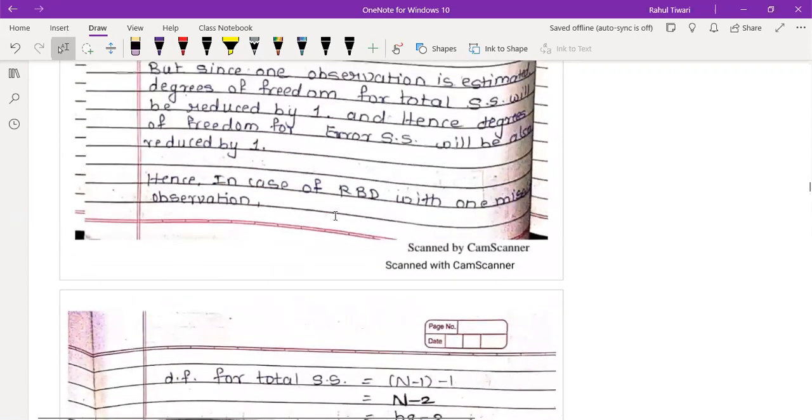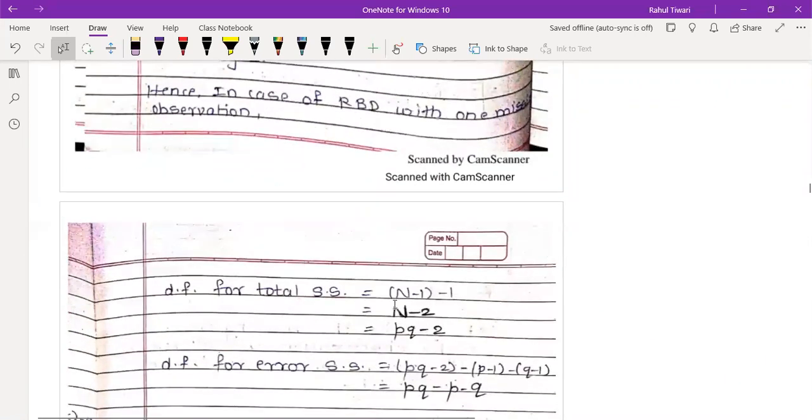And further, they have said about the table that since one observation is missing, na, तो आपका जो total degree of freedom होगा वो क्या होगा? n minus 1 and as usual minus 1. See, पहले क्या होता था degree of freedom n minus 1 ना? Now since this n is replaced by n minus 1 because one value is missing, n minus 1 of minus 1 is going to be n minus 2, and simply it is pq minus q, and therefore error sum of square can be obtained by taking the difference.